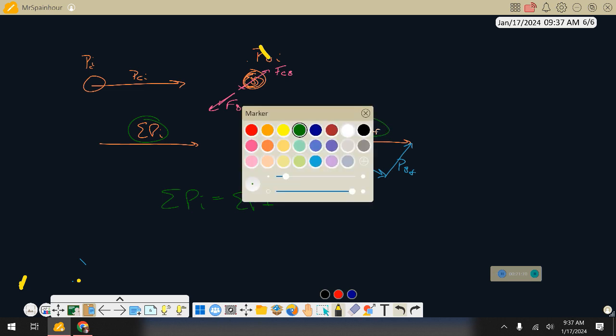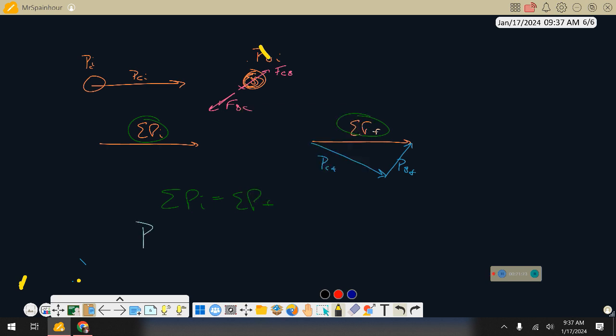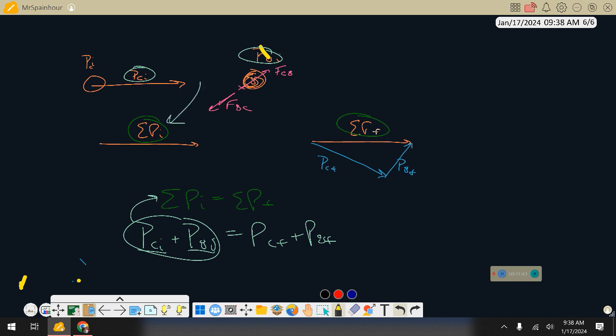And then if I break that down into their individual parts, this is here, this is here. If I add those two, I get the total. The total is equal to the other total. And these two here must add to also equal that final right there. Questions, concerns?